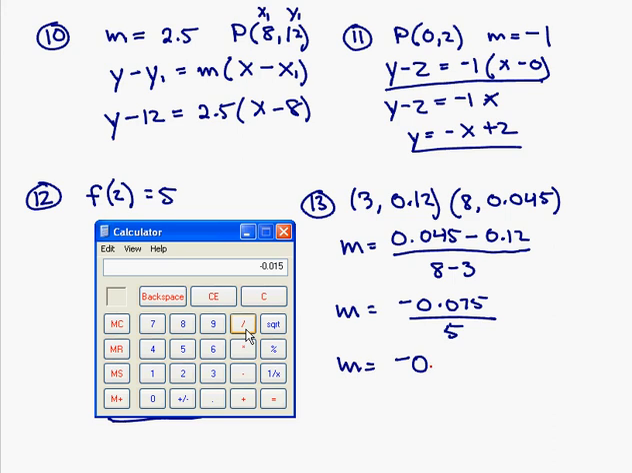And I think probably the easiest way to do this would be to put it in point slope form. So I'm going to go y minus 0.12 is equal to negative 0.015 times the quantity x minus 3. And call that good for writing the equation of the line right there for number 13.